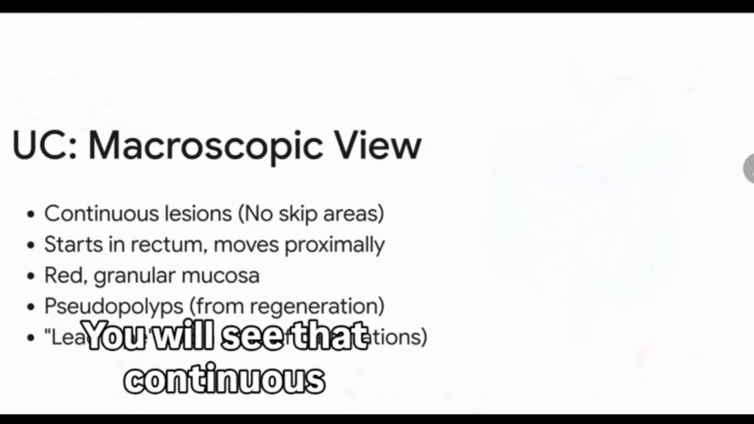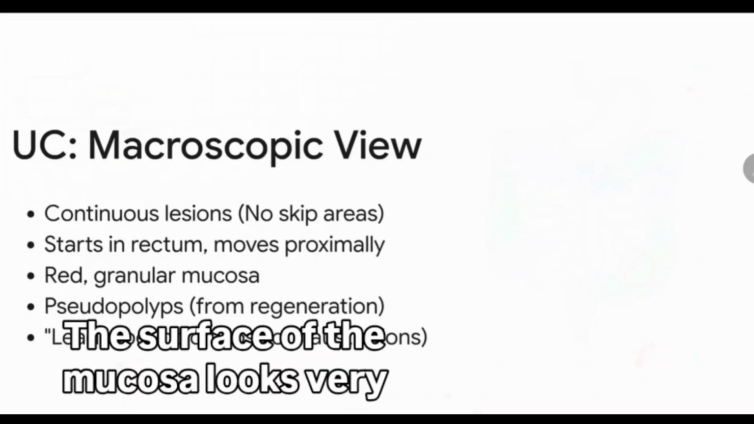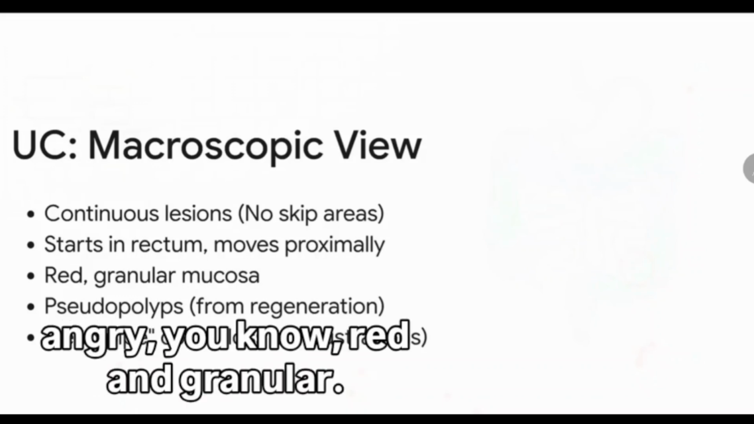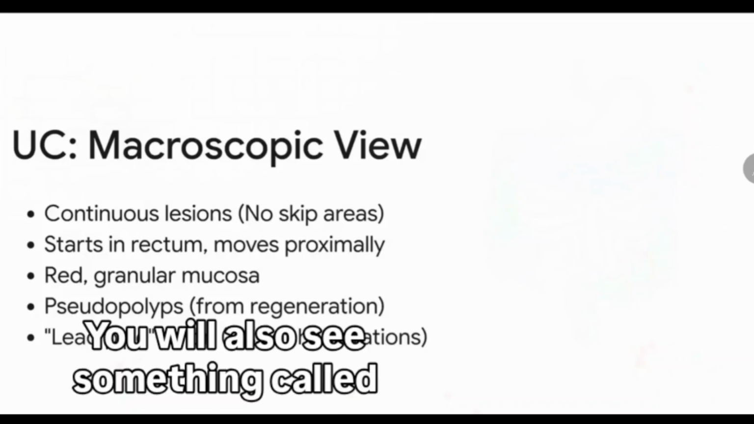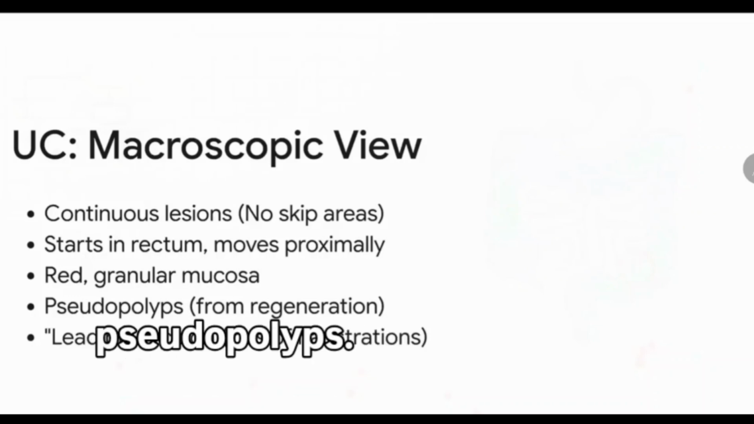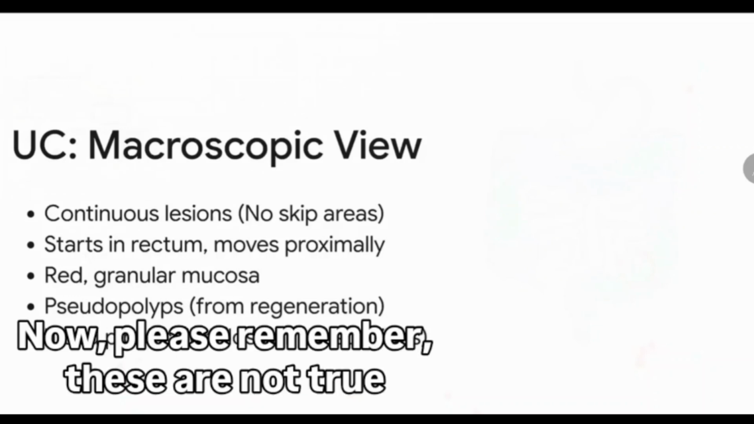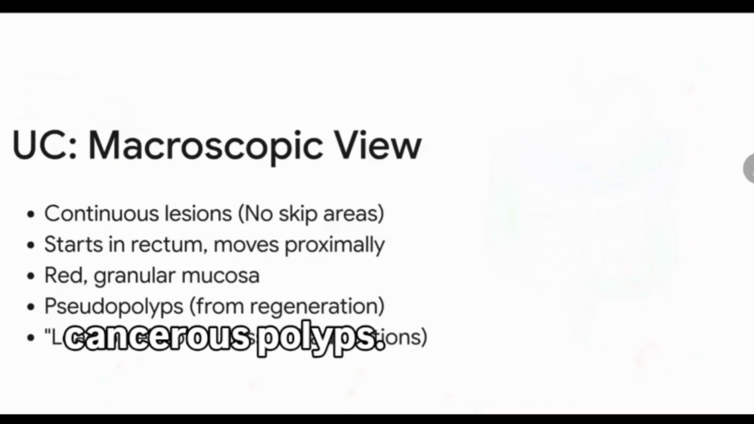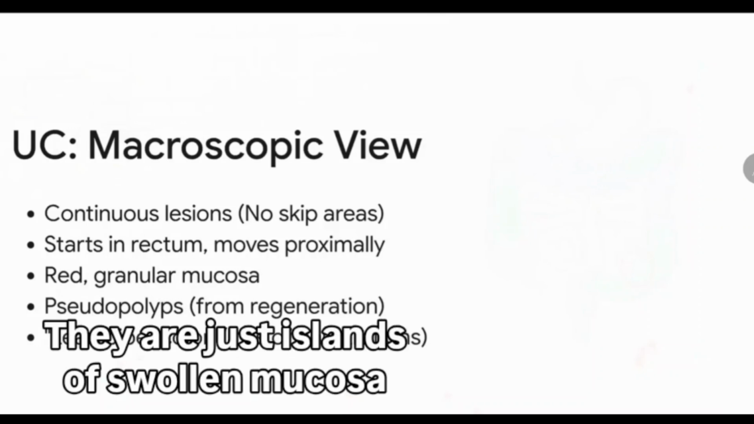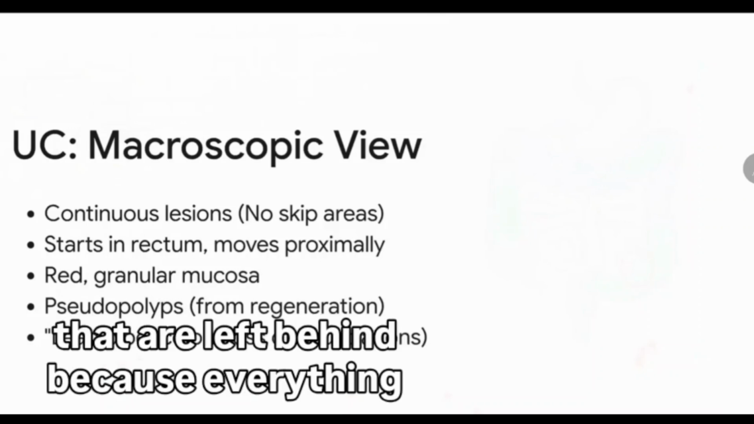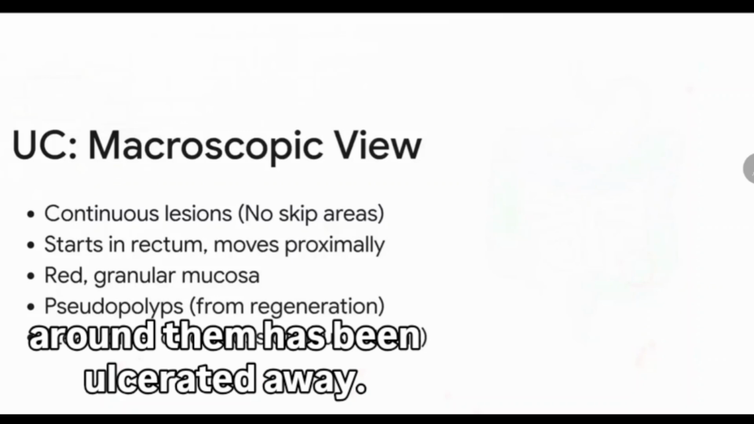You will see that continuous inflammation. The surface of the mucosa looks very angry, red and granular. You will also see something called pseudopolyps. Now, please remember, these are not true cancerous polyps. They are just islands of swollen mucosa that are left behind because everything around them has been ulcerated away.